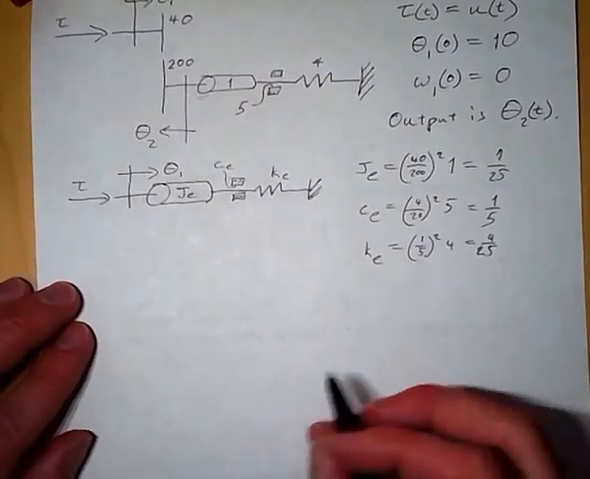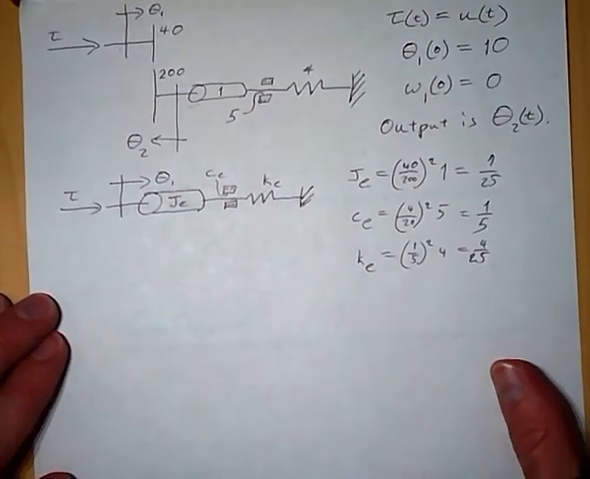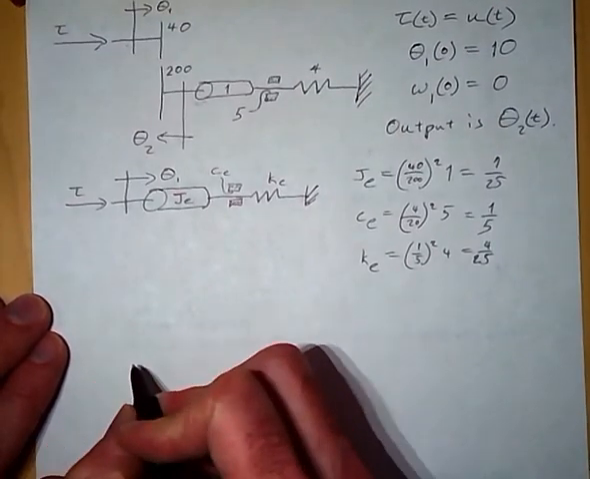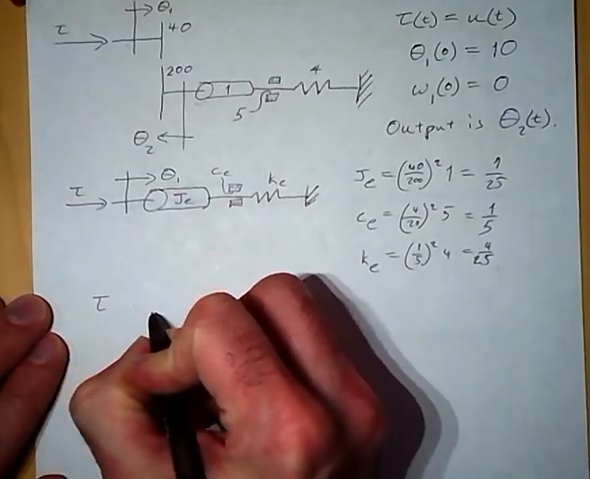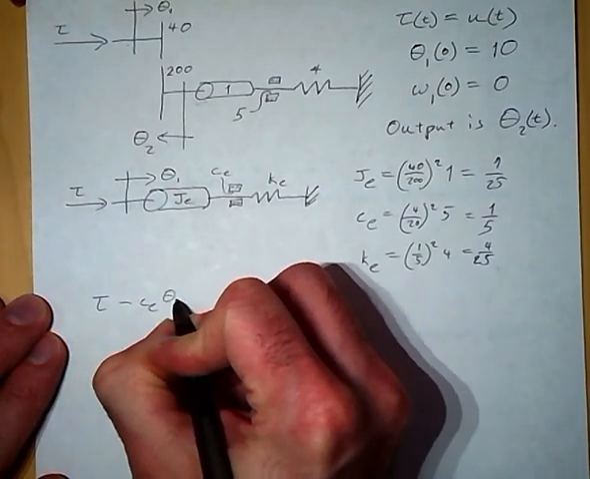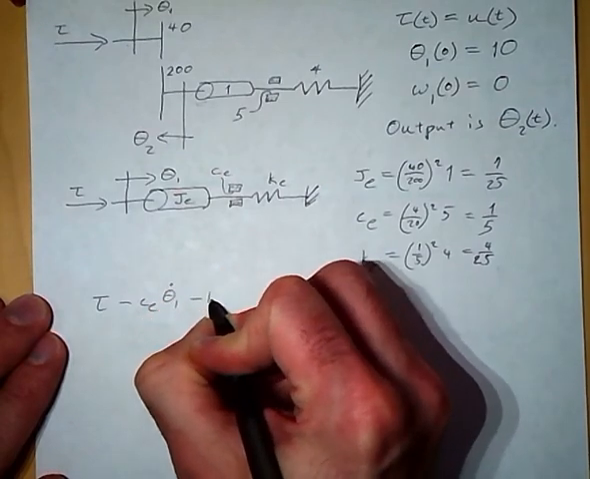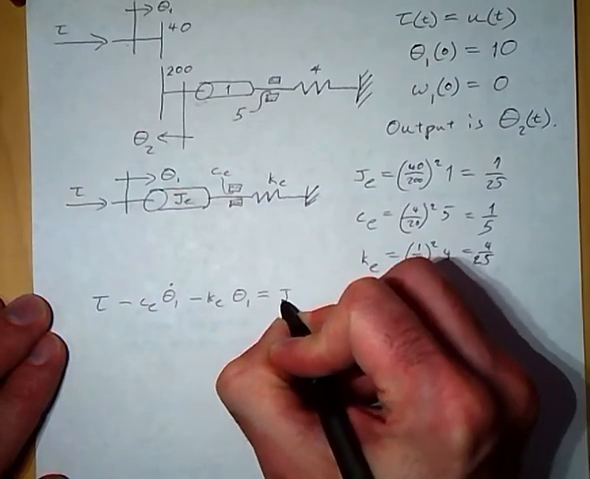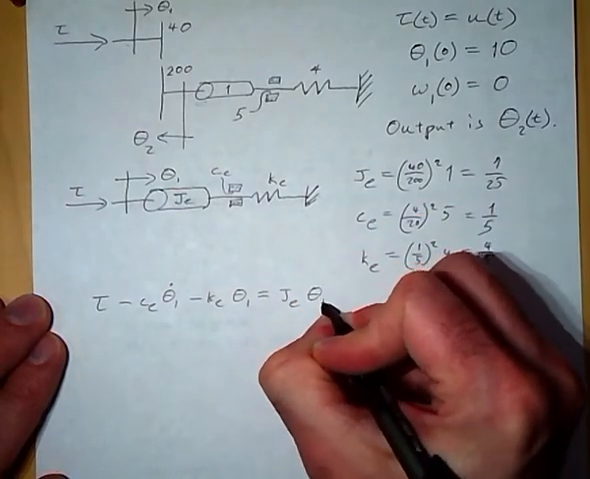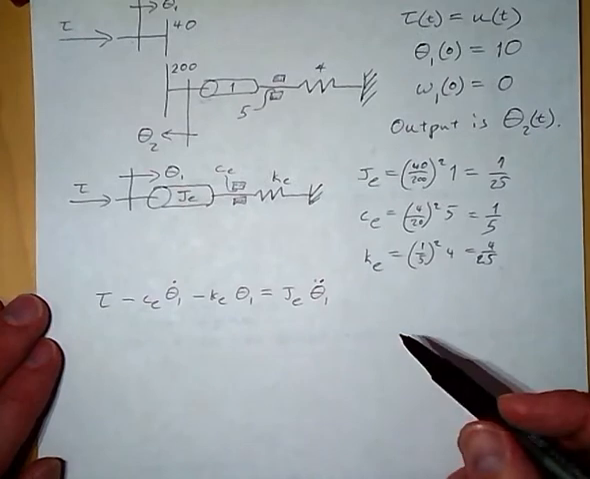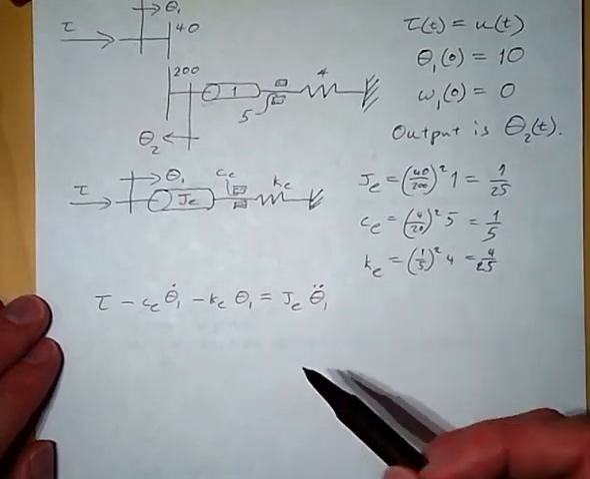And we could write the differential equation for this. So we'll take the sum of the torques and let that be equal to the moment of inertia times the acceleration. So we have the input torque minus CE times theta 1 dot minus KE times theta 1, and that's all equal to JE times theta 1 double dot.